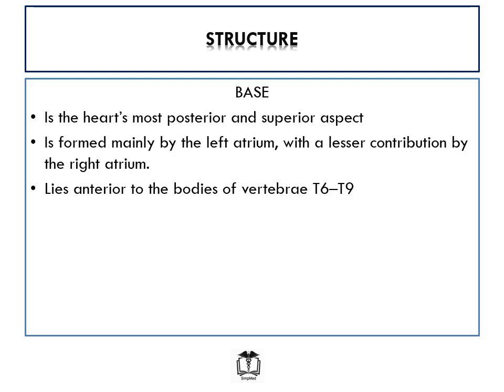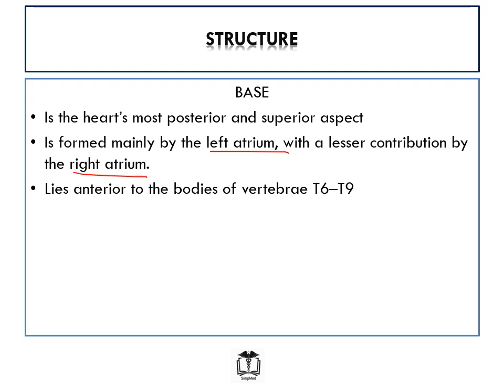Now, the second aspect of the borders of the heart that I did mention in the previous slide is the base. The base of the heart is the most posterior and most superior aspect of the heart, just like how the apex is the most inferior and most anterior. The base is formed largely by the left atrium, with a lesser contribution made from the right atrium. So the left and the right atrium contribute to form the entire base of the heart.